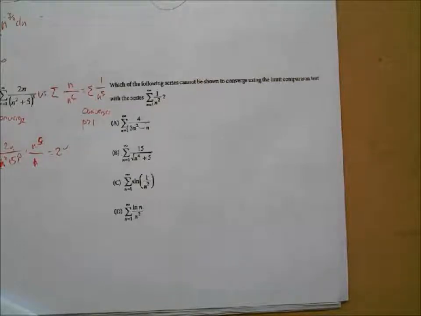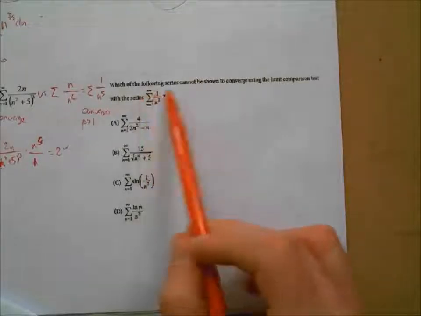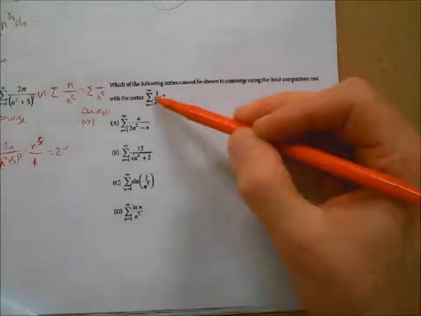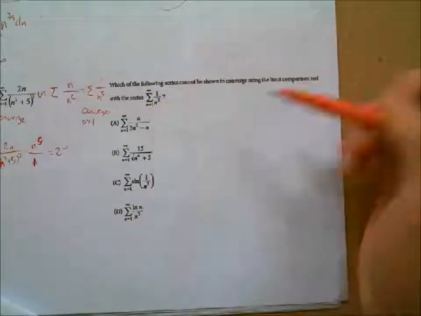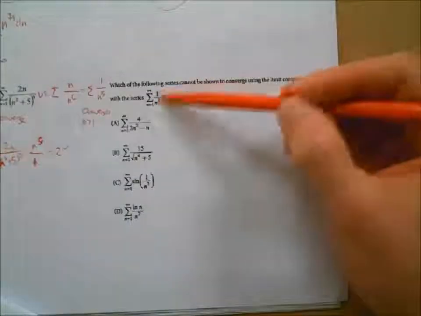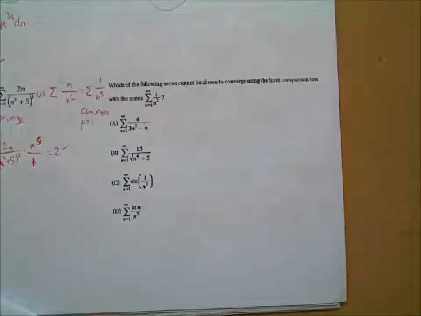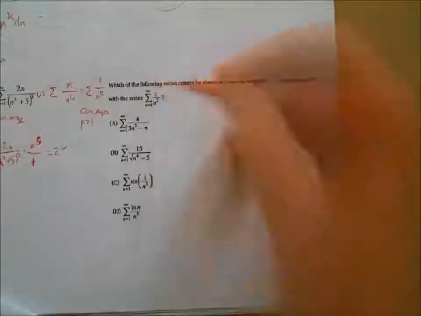Okay, which of the following series cannot be shown to converge using the limit comparison test with this series, the sum from 1 to infinity of 1 over n squared? So in other words, this is what we're going to compare it to. Which one of these four cannot use this as a comparison?